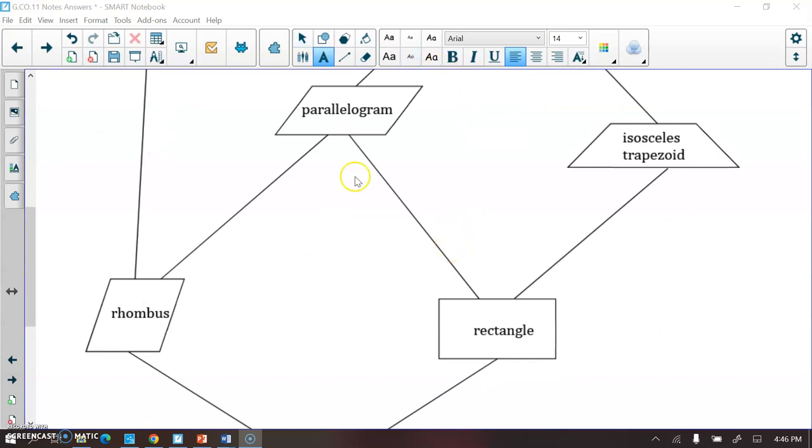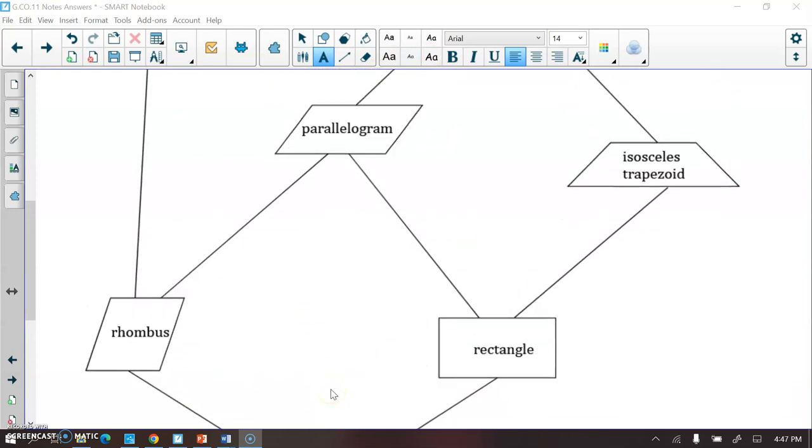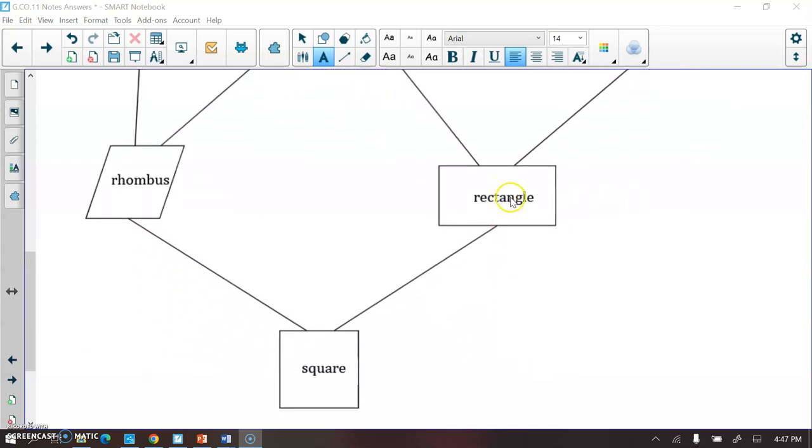So going down into here, a parallelogram, there's three different types: rhombus, rectangle, square. So in a rectangle, opposite sides are congruent. If you have an isosceles trapezoid with two pairs of opposite sides parallel, then it is considered a rectangle. A rectangle, if you have all four sides being congruent, can be a square. And a rhombus, if you have all four angles being congruent or 90 degrees, can be a square.